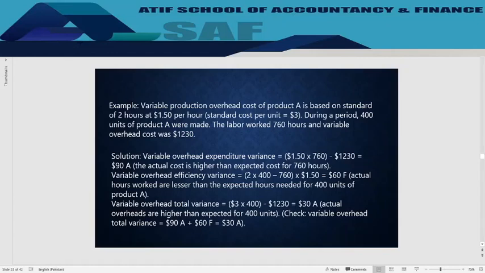Again, for the calculation of variable total variance, we need to sum up the variable expenditure variance and variable overhead variance. Here expenditure variance is $90 adverse while the efficiency variance is $60 favorable. So it gives us a total figure of $30 adverse variance.